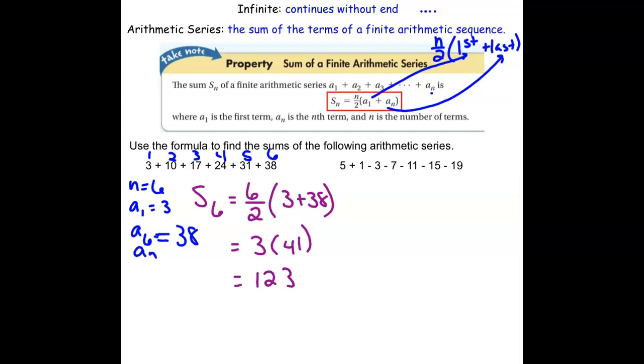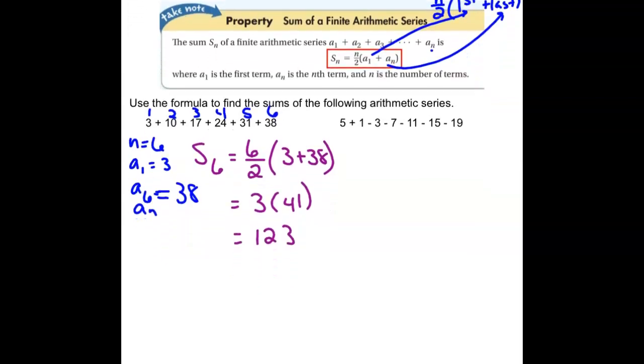Now I want you to understand why we are adding the first and last and then multiplying it by n divided by 2. If we look at what happens when we add the first and last together, we got 41. When we add the next two inside, so the 10 and the 31, we also get 41. If we add the 17 and the 24, we get 41. So each of those sums gets us 41. And if you look at it, we had 6 numbers, we pair them up, we have 3 pairs that all add up to 41. So we have 3 pairs, each pair adds up to 41. We simply multiply those together.